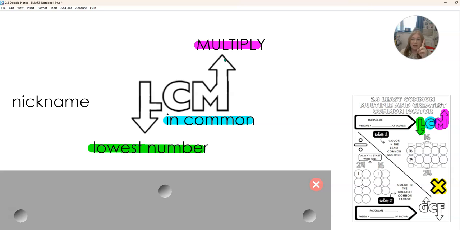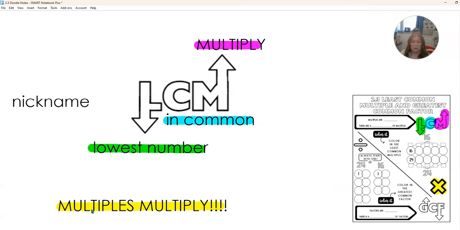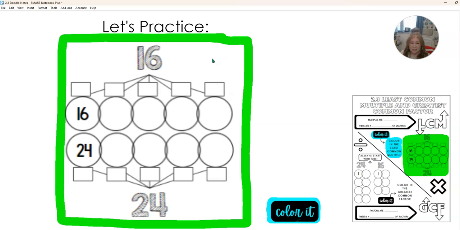Multiply gets us bigger numbers. Multiples multiply. So when it asks for the least common multiple, we have to multiply. Make sure you write those words around that X to help us remember: multiples multiply. Yes, we've got to get that stuck in our heads. Okay, let's practice one.